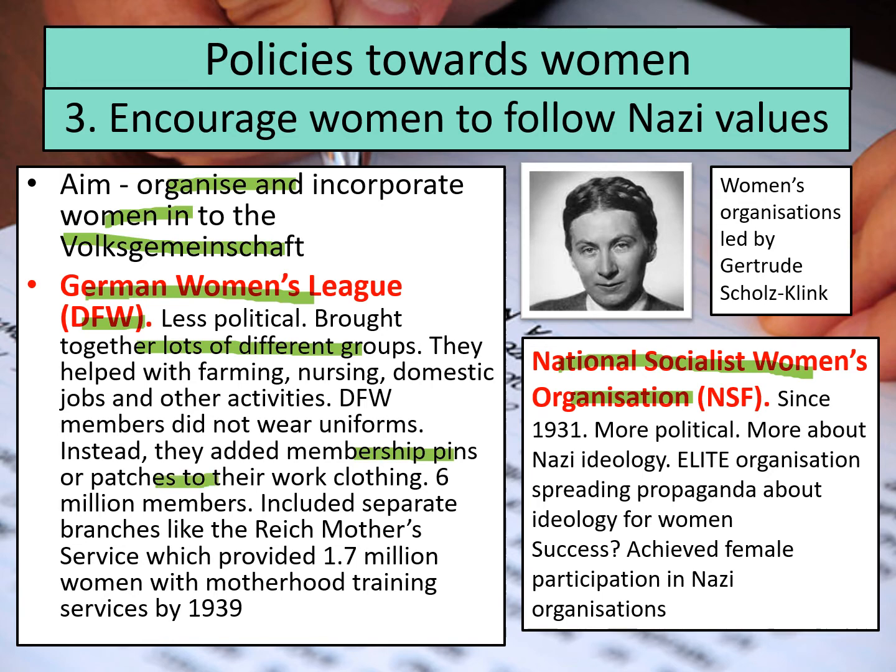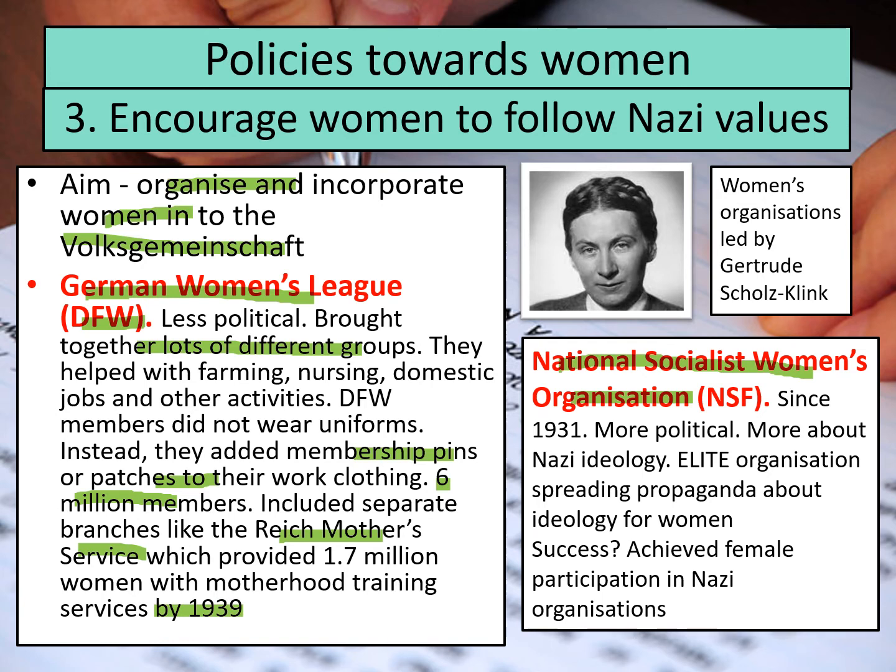Now, this was a large organisation that had 6 million members, and there were little organisations within it as well. Just like within the German Labour Front, their replacement for trade unions, organisations like Strength Through Joy were part of it. It's the same here with the German Women's League, where they have the official organisation of the DFW, but then they also had subsidiary organisations as well, like the Reich Mother's Service, which ended up providing 1.7 million women with motherhood training services by 1939. So that's the German Women's League.